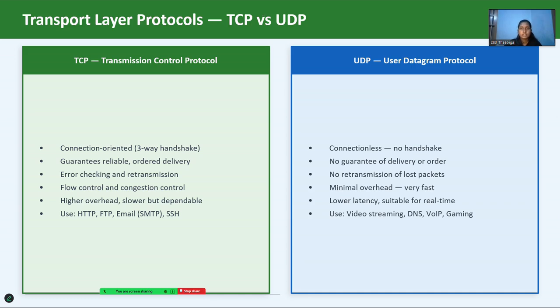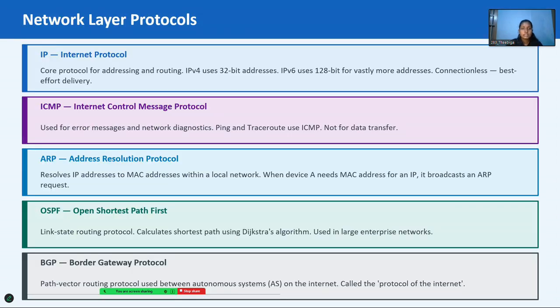Next, network layer protocols. The network layer relies on several protocols, each solving different pieces of the routing and addressing puzzle. IP, the Internet Protocol, is the core of the end-to-end Internet. It handles addressing: IPv4 with 32-bit addresses and IPv6 with 128-bit addresses to accommodate the billions of devices we have today. IP is connectionless and operates on a best effort basis, meaning it tries to deliver packets but does not guarantee it. That's TCP's job.